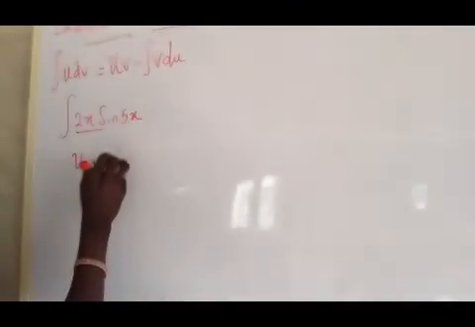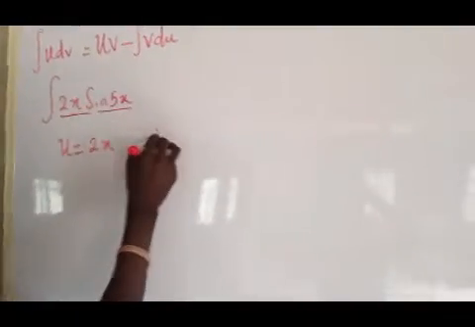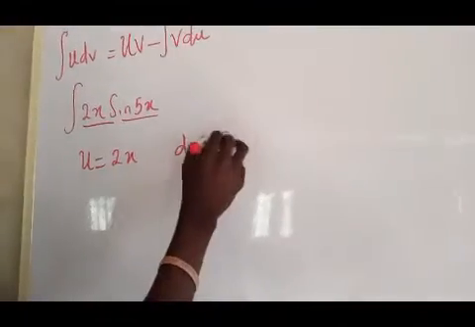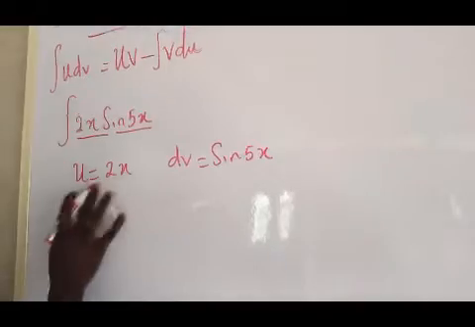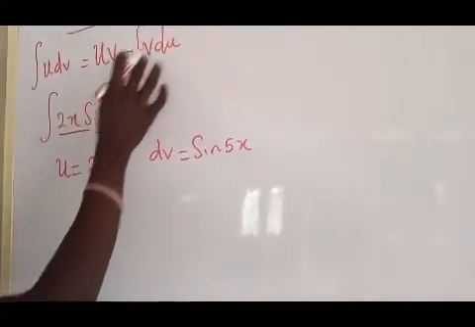So what is the first thing you do? The first thing you know is that this is your u. So you say your u is what? 2x, and this is your dv. Your dv is sine 5x. Now your du, what do you do to get your du?